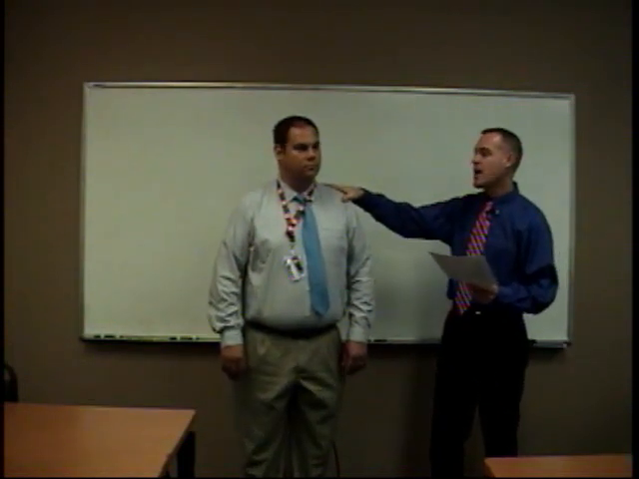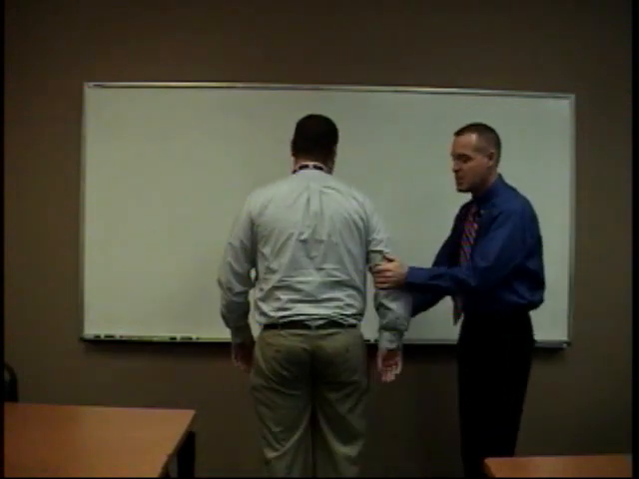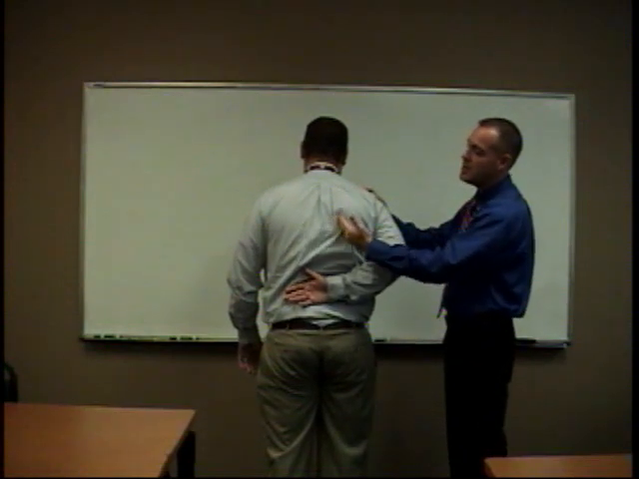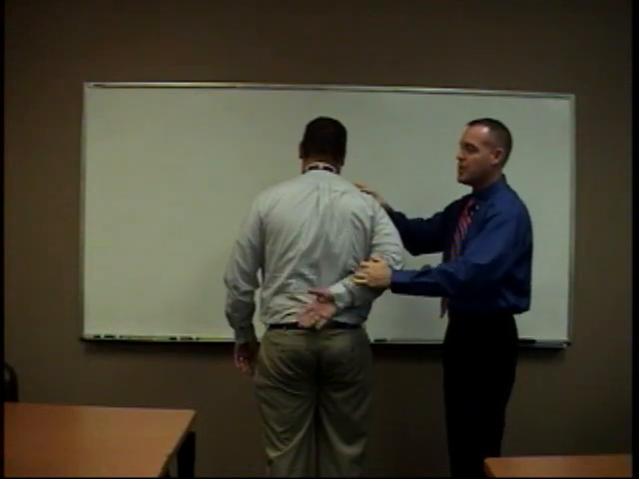The medial border of the scapula, so we'll spin him around for this. Medial border of the scapula, we're going to put his arm behind his back like this and just kind of relax. And I can feel that medial border right there. Pop right out. So it's an easy way to do it. So then we get him relaxed.